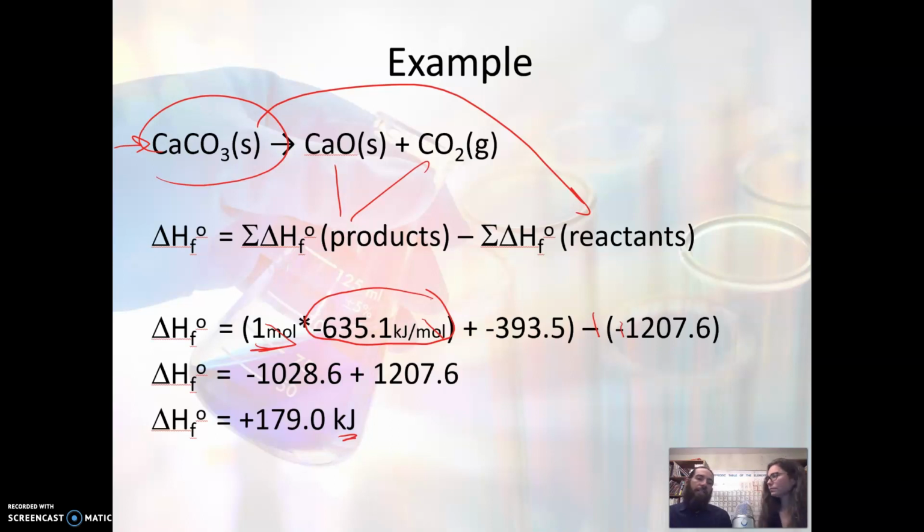And I think I see a minor mistake on this slide. It's saying that the delta H of formation is equal to the sum of the delta H. I think that's delta H of reaction. It is. Those should all say reaction. That's what we're doing. We're calculating the delta H of the reaction.